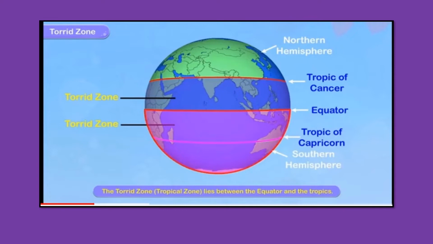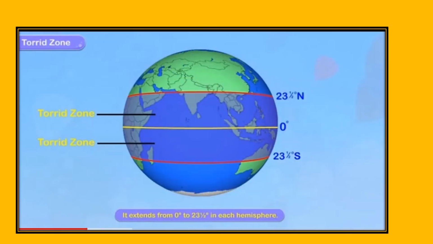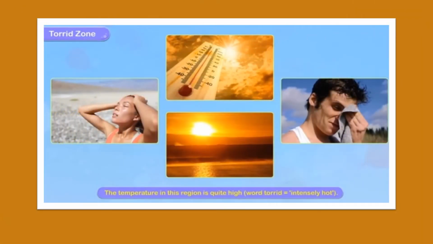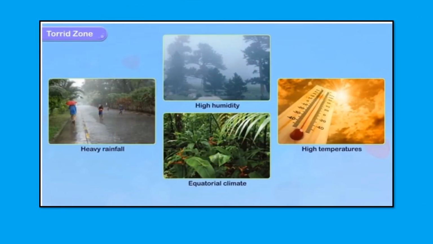The first one is the torrid zone. It lies between the Tropic of Cancer and the equator in the northern hemisphere, and the Tropic of Capricorn and the equator in the southern hemisphere. In this region, people experience a hot climate, which causes high temperature, heavy rainfall and high humidity.